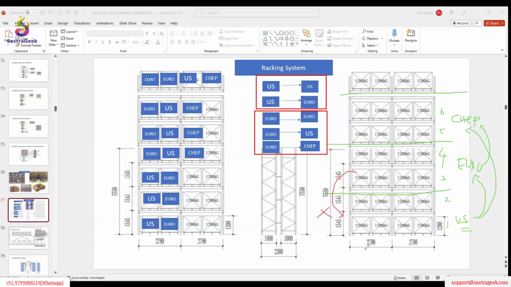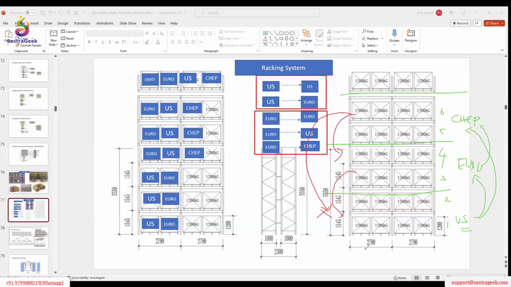So a Euro pallet cannot be allowed in a US pallet location. In the same way, a CHEP pallet is not allowed even in Euro, and CHEP is not allowed in US either. Because CHEP is bigger, US can always be allowed, and Euro is allowed.